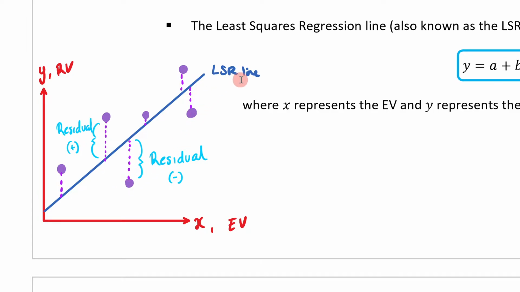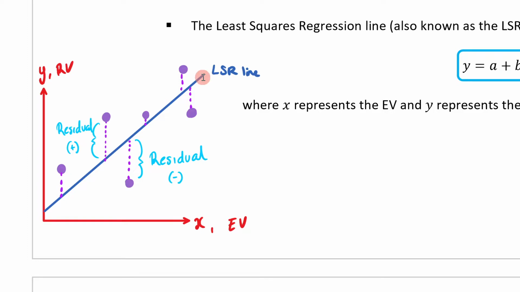Now, the least squares regression line is an accurate line of best fit through all of these data points. And what makes it accurate is that the sum of all the residuals is as small as possible. So when you add together all of these residual values, that value is as small as possible. And you can kind of picture in your head how this makes sense. If the residuals are as small as possible, this line is going to be very accurate.